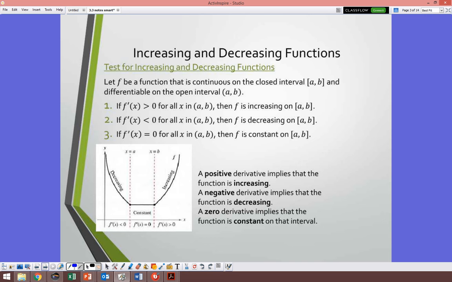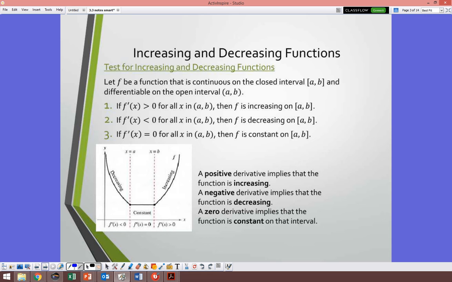Increasing and decreasing functions. Tests for increasing and decreasing. So, if a function is continuous on a closed interval. So continuous means what? There's no holes, there's no jumps. No holes, no jumps. Differentiable. Okay? Closed interval, a to b, and differentiable on the open interval. So you could take the derivative on the open interval from a to b.